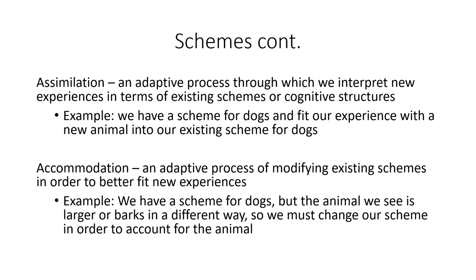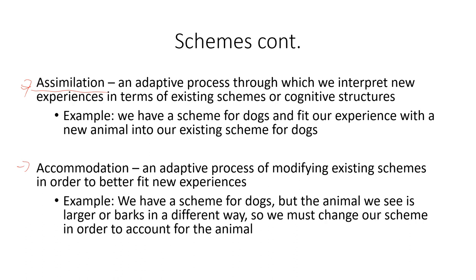Specifically, the ways we do it are what's referred to as assimilation and accommodation. Assimilation first. Assimilation is where we interpret new experiences in terms of existing schemas and cognitive structures. So let's say we have a schema for dogs, and we see a new animal, maybe the first time we've ever seen a dog with three legs, and we fit this new animal into the schema for dogs. So we fit our experience with a new animal into our existing schema for dogs.